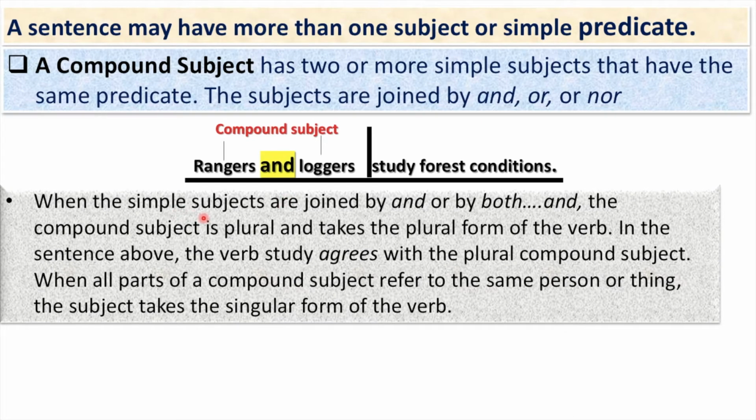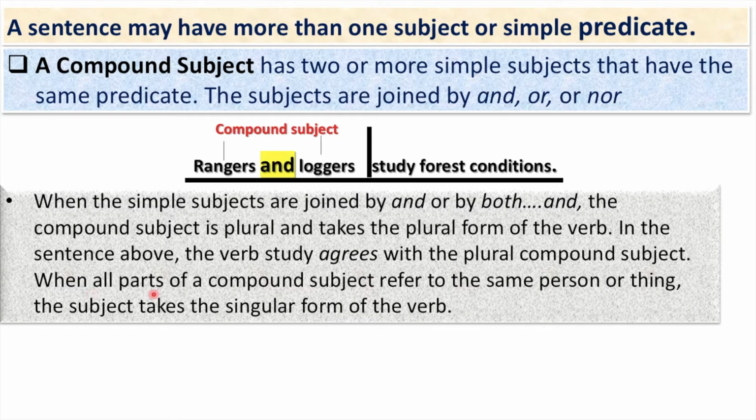When the simple subjects are joined by and or by both, the compound subject is plural and takes the plural form of the verb. So, the compound subject, when it is plural, should take a plural form of the verb. In the sentence above, the verb study agrees with the plural compound subject. Plural subject, plural verb.